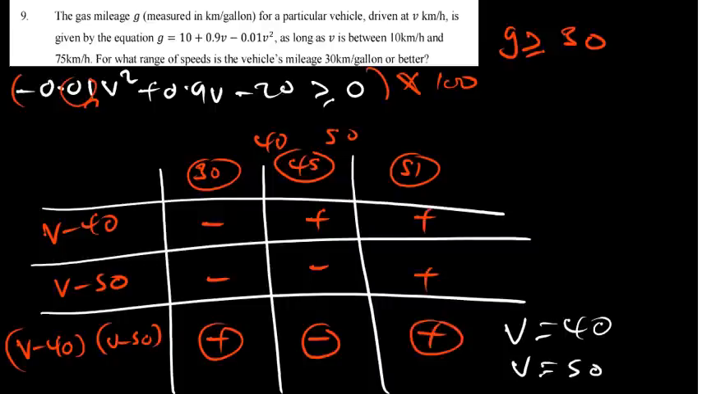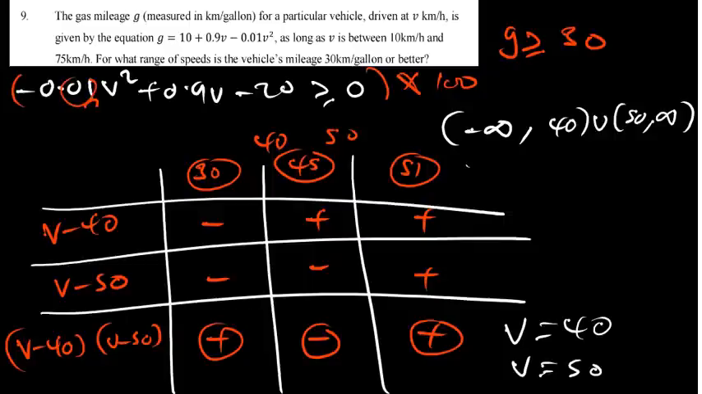What would be my range of values? What would be my answer? From negative infinity all the way to 40, union from 50 all the way to positive infinity. Unless you have got questions.